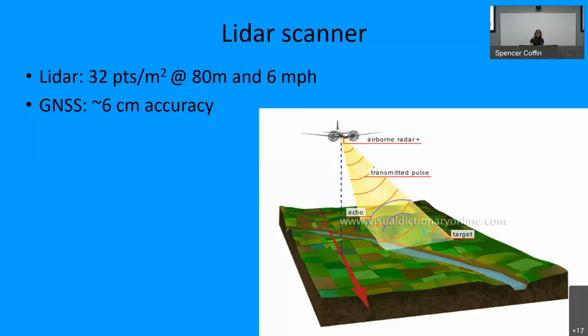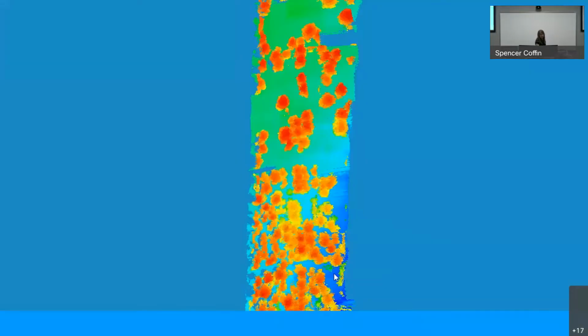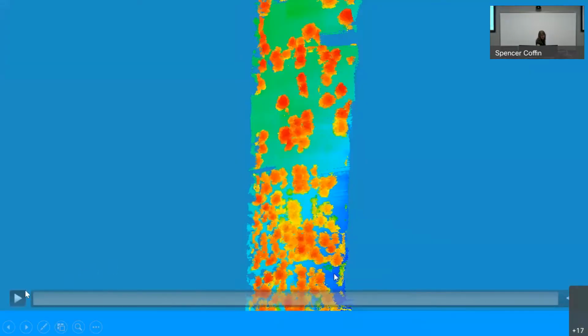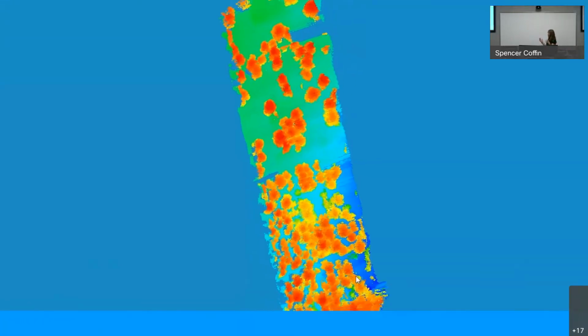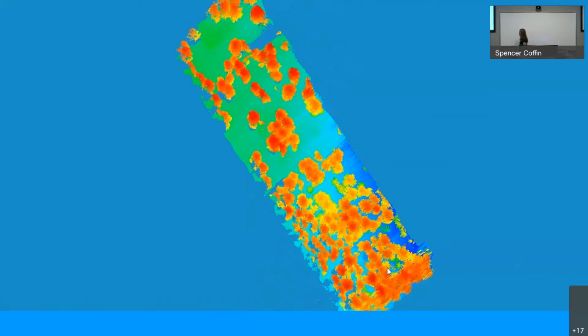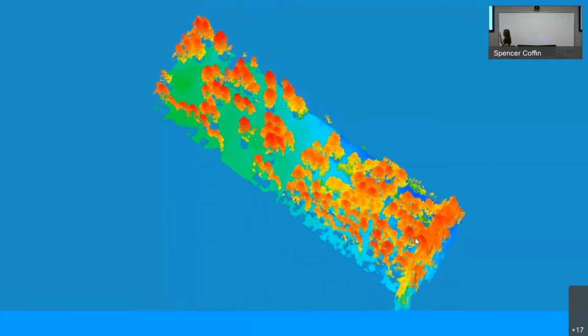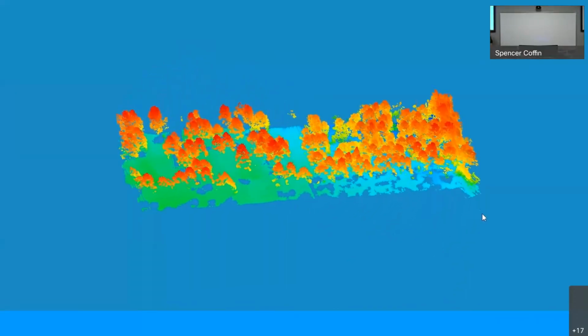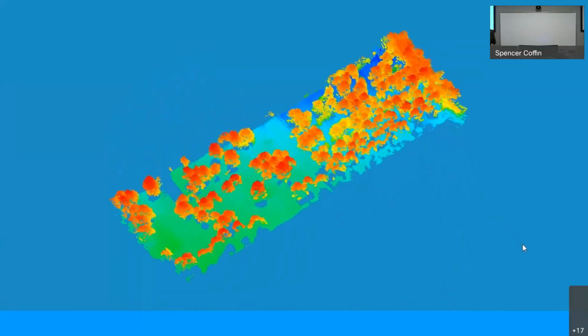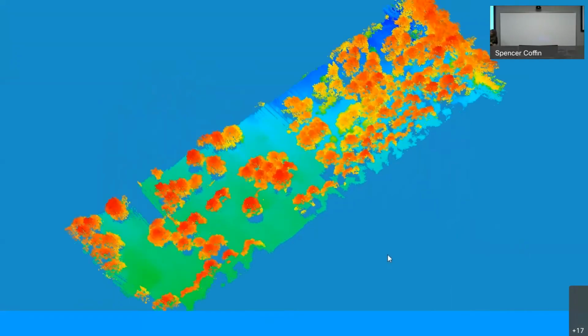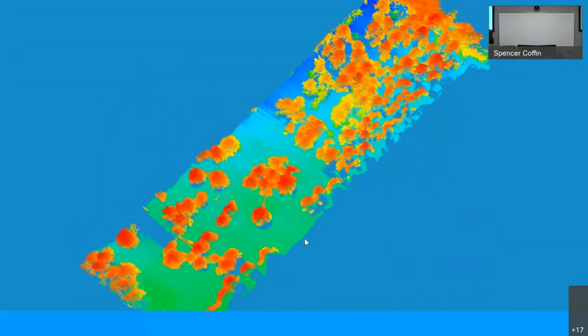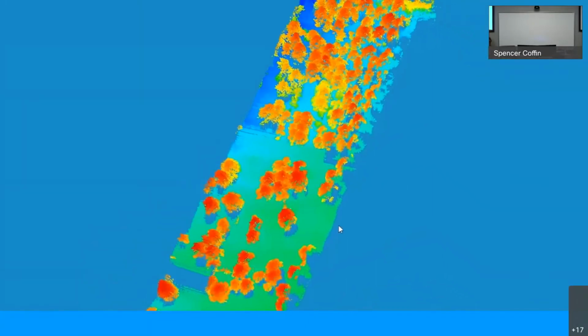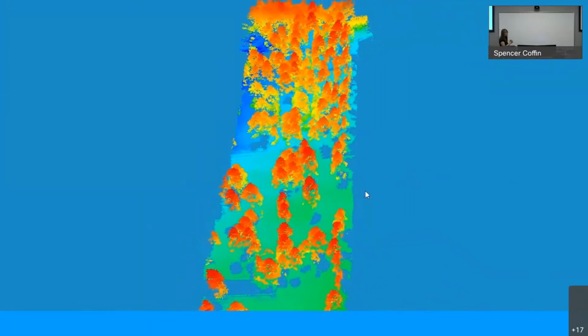And because of the GNSS, we are getting about 6 centimeter accuracy. This is just an example of a LiDAR data set that we get from this platform. Here I'm showing a colored LiDAR point cloud. The points are colored by height, so elevation. Bright red spots are the tallest points, so the top of the trees. And then the green and the blue points are the lowest points, so bare ground or herbaceous undergrowth.